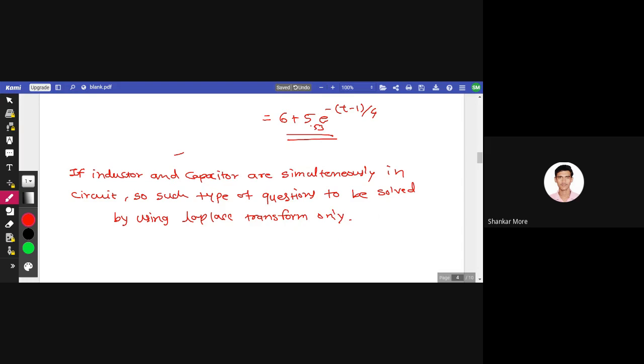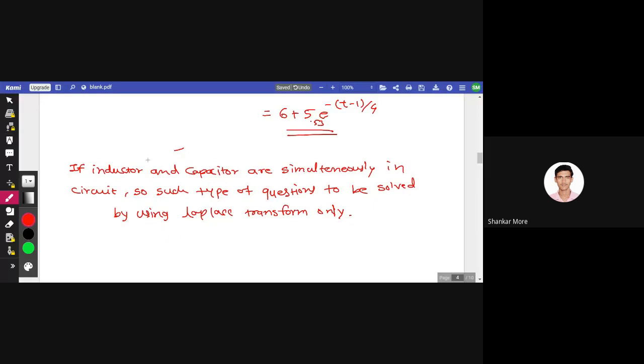You have to use the Laplace transform. Okay, that's the thing. Laplace transform आपको यूज करना ही पड़ेगा जब कैपेसिटर और इंडक्टर साइमल्टेनियसली सर्किट में हो. So which Laplace transform are you going to use?